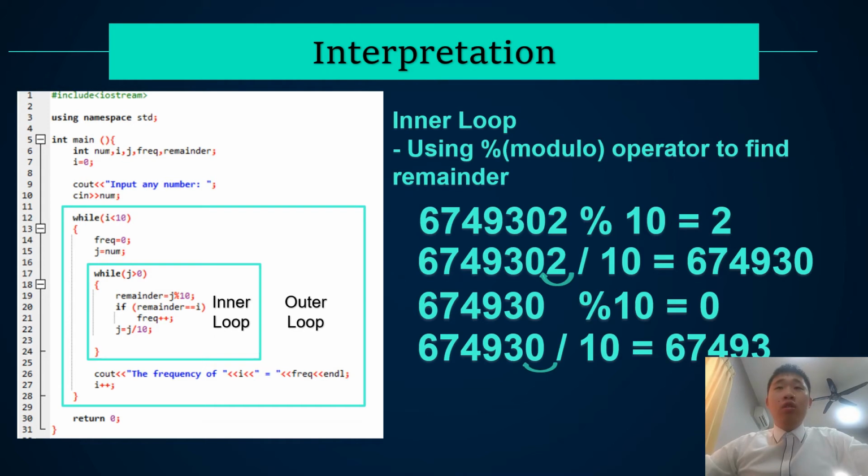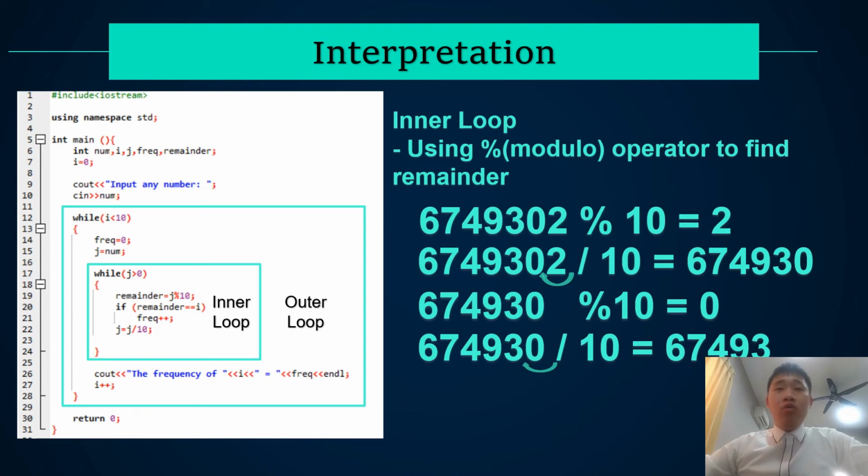For the inner loop, we are using the modulo operator to find the remainder. Why are we doing so? Just as an example, we input the number 6749302. If I take modulo 10, it will give the remainder 2. Next, if the remainder is equal to 2, then we could use a decision structure, that is if else, but in the inner loop we use if.